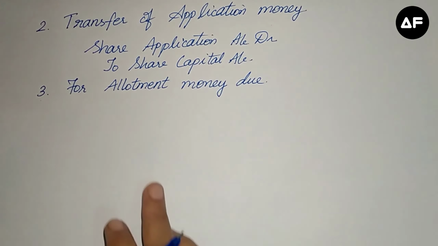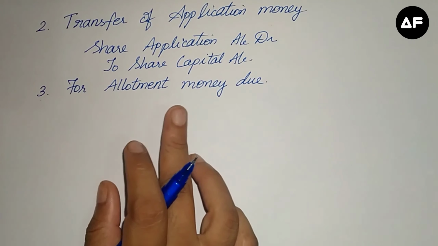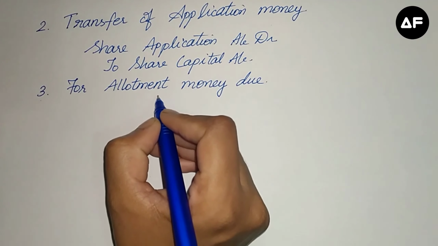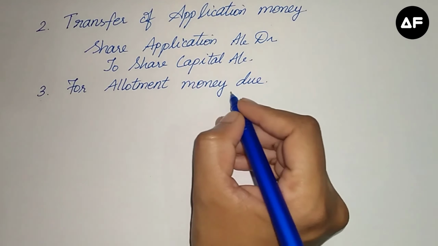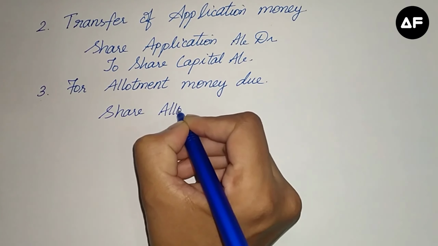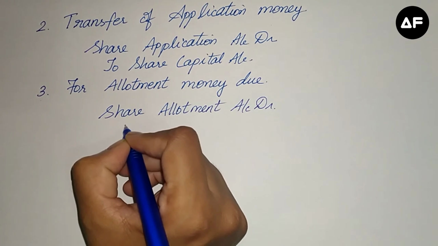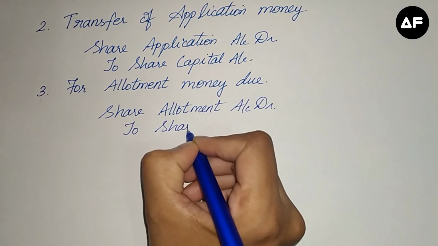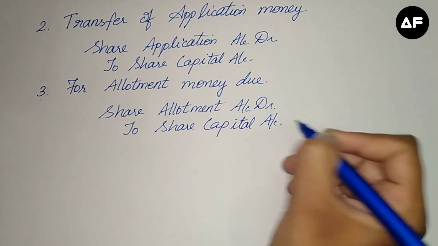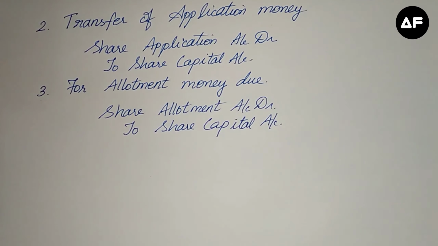That is, the company will prepare the list of investors, contact them and ask them to come and pay the allotment money, saying that the share has been allotted to them. So for this allotment, this money has to come in from the investor yet. So it is allotment money due. So it is going to be share allotment account debit to share capital. So this allotment money also must be credited to the capital account. So here we are using share allotment and share capital.